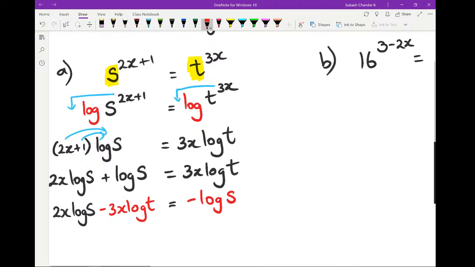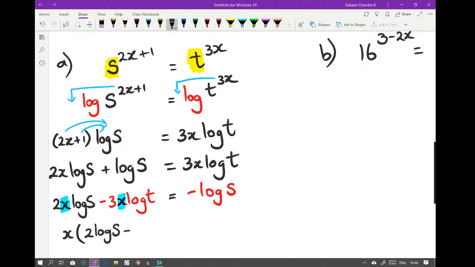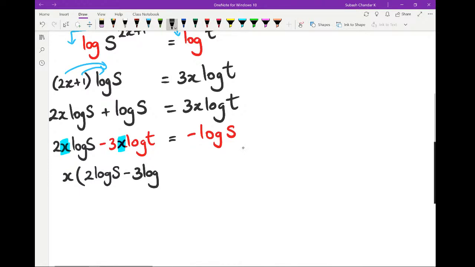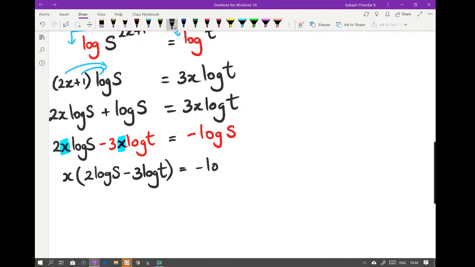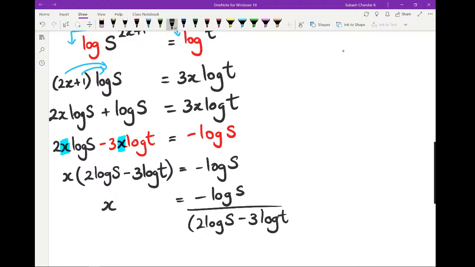Cool. So at this point, we can take x out as a common factor, because if you look at it, we've got x in both of those terms. So if I take out x as a common factor, I'm going to end up with 2 log s minus 3 log t, and this is now equal to minus log s. So at this point, I can rewrite this as x is equal to negative log s, and the whole thing is divided by 2 log s minus 3 log t.